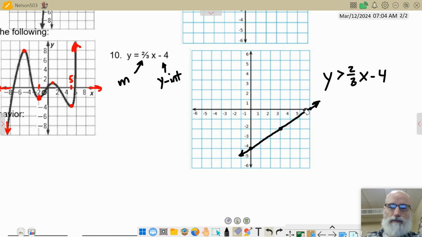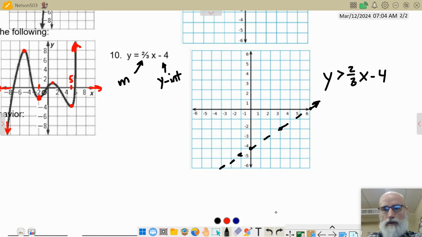I got to make it so that there's dashes. My line is not a solid line anymore. It's a dash line if we are just greater than, not greater than or equal to, right? So make it clear that that's what's going on. If there was a little bar underneath, then you make it a solid line.